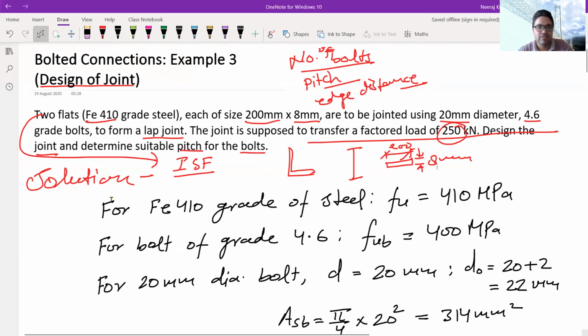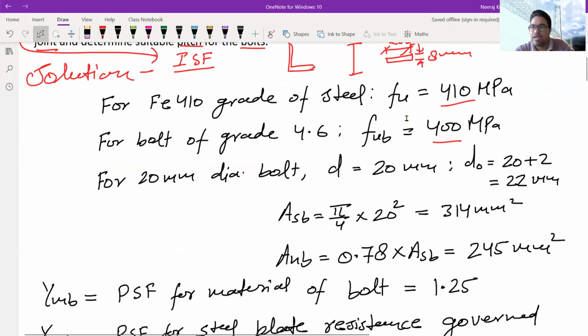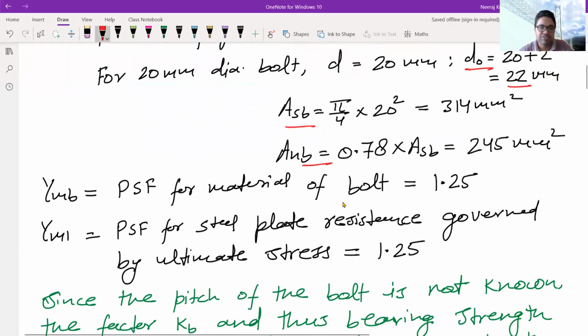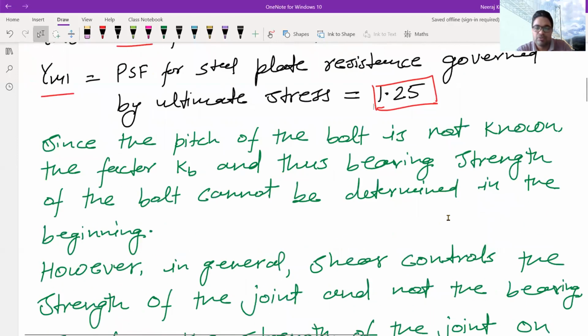The grade of the flat bar is also given here, which means the ultimate strength fu of the flat bar will be 410, and the strength of the bolt fub will be 400. Similarly, the diameter of the bolt is given as 20 mm, and the diameter of the hole will be 22 mm. Asb and Anb can then be calculated. Then the partial safety factor for the bolt is 1.25, and for the steel flat it is also 1.25. These are generally the same.